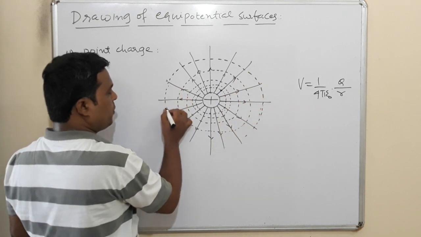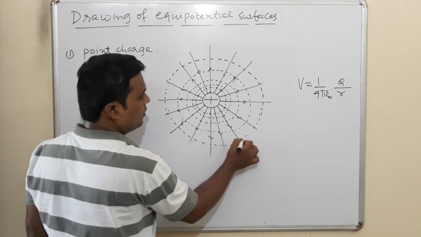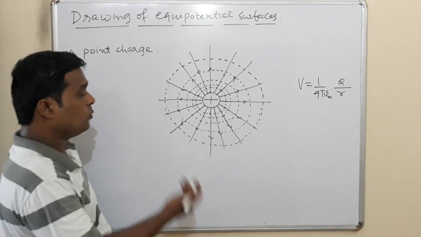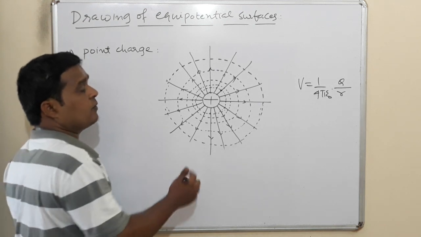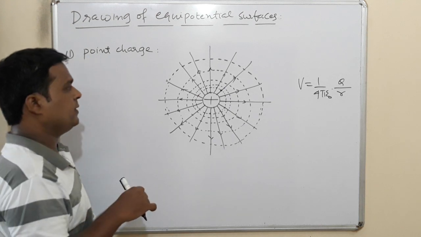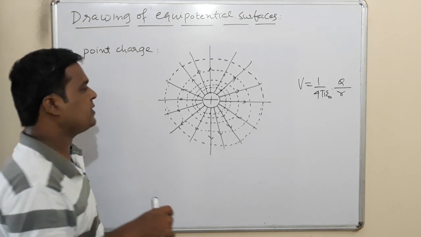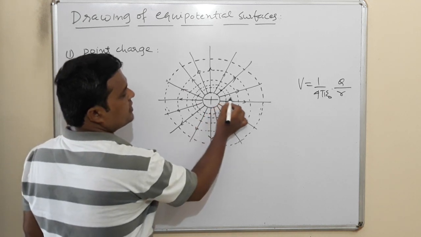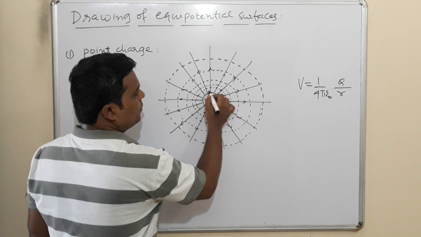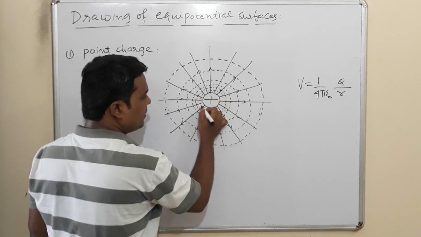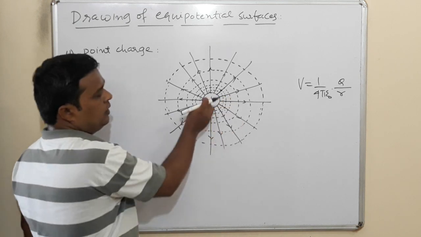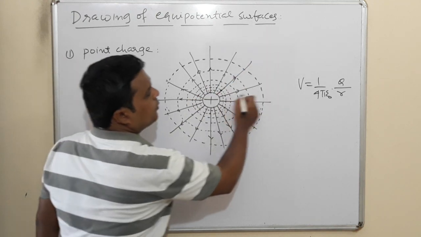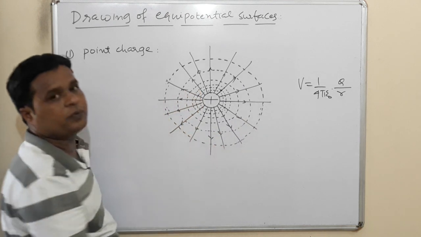See, property number 5 I have written while writing the properties. What did we study in that property? Electric field lines indicate the strength of electric field. Equipotential surfaces indicate the strength of electric field. See, these equipotential surfaces are closer to each other when we are near the charge. When I move away from the charge, equipotential surfaces become farther from each other.